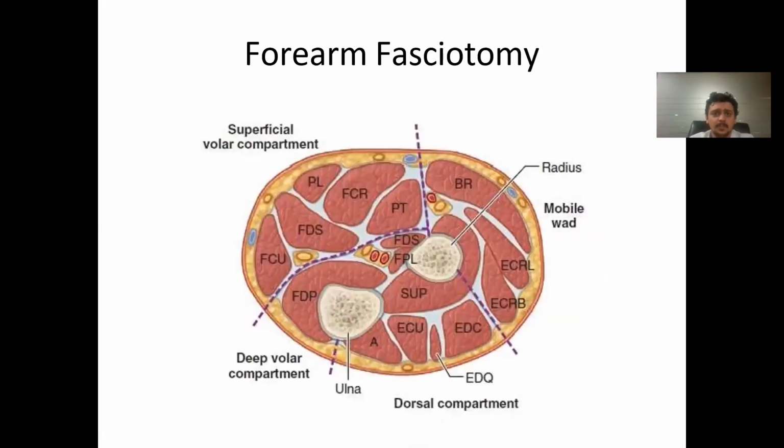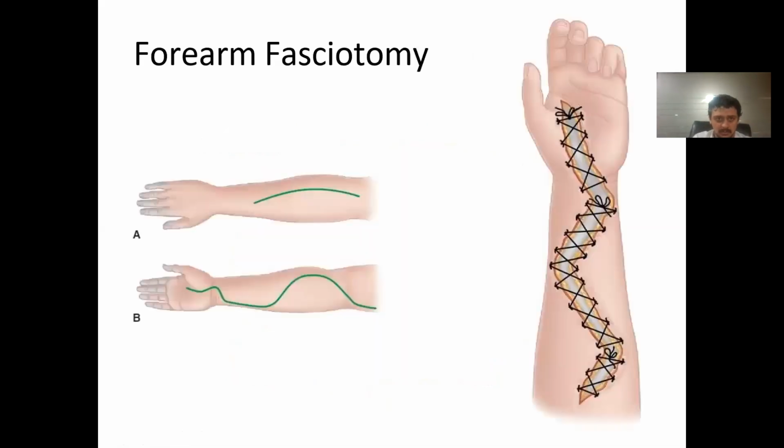This figure shows the forearm fasciotomy. In the forearm also, we can divide it into the superficial volar compartment, deep volar compartment here, then the dorsal compartment, and mobile wad. So we have to release all four compartments if they are involved. There are fasciotomies described to release the compartments of the forearm. This is Henry's approach to open the volar compartments of the forearm, and this incision is given to open the compartment on the dorsal side, and this is for the volar side.